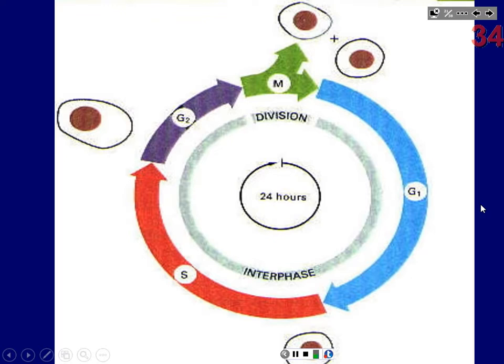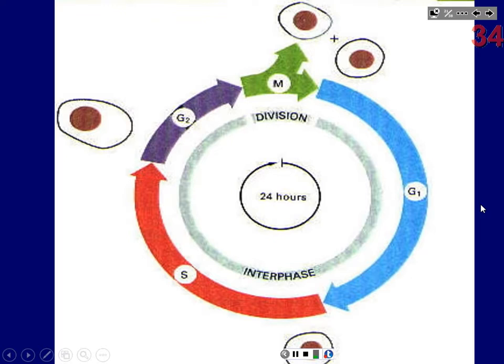But think about it for a moment. In G1, it's growing. In S, we're replicating our chromatin. In G2, it's preparing to divide and continuing to grow, right? But what else is it doing? We forget to tell students this. It's growing and replicating its chromatin and growing, but what else is it doing? What's it supposed to do? Exactly, very good. It's got a job to do.